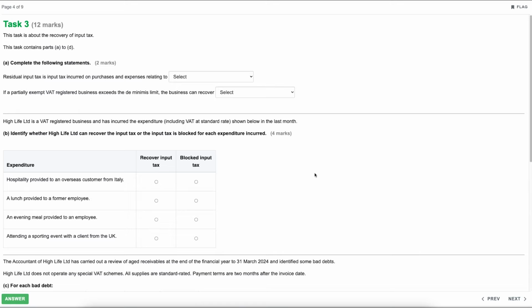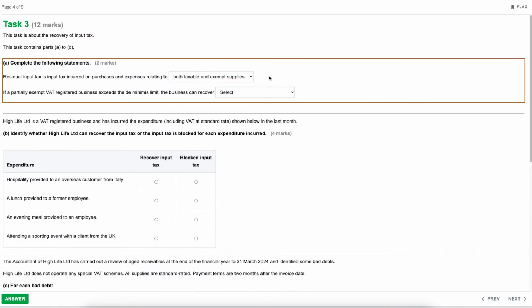So Part 3 then is for 12 marks, and it is about the recovery of input tax. This task contains parts A through to D. Part A then, complete the following statements for 2 marks, so 1 mark for each. Residual input tax is input tax incurred on purchases and expenses relating to, and we've got some options. We've got both taxable and exempt, exempt supplies only, taxable supplies only. So residual input tax relates to both taxable and exempt supplies.